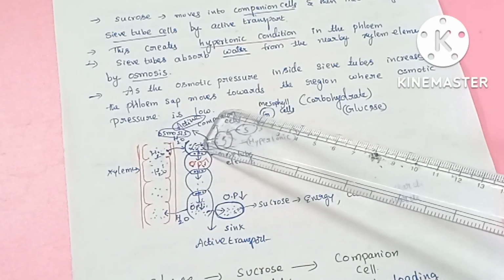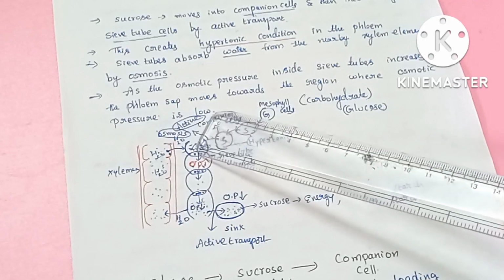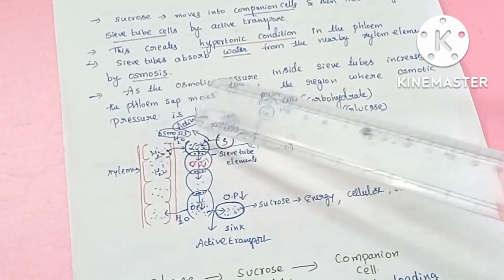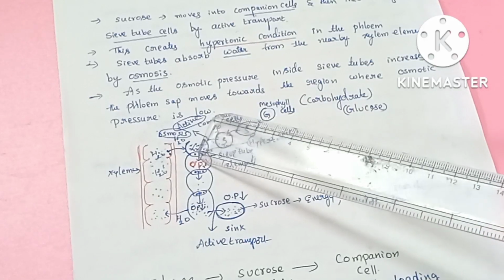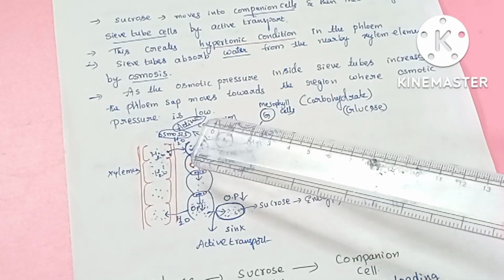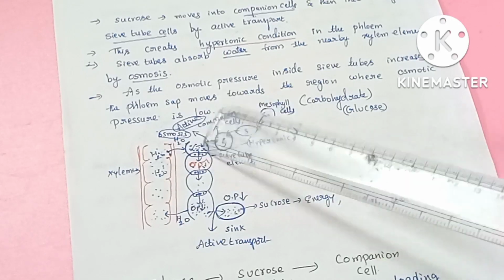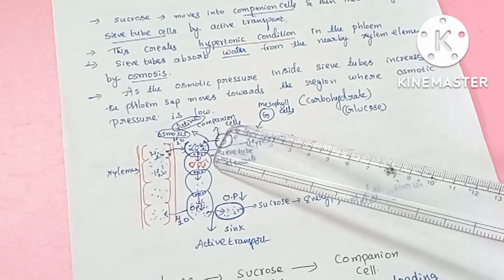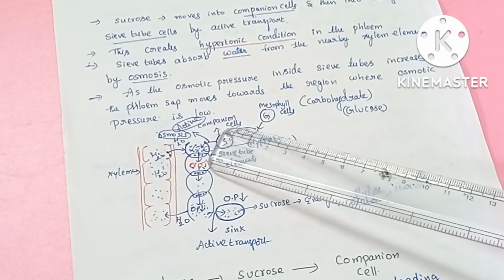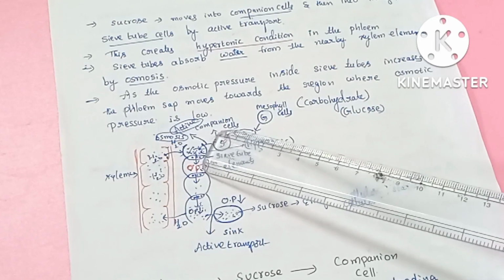Here within the sieve tube elements, what is the condition? Hypertonic, right? Hence the water will move from the hypotonic to the hypertonic condition. And then because of this, osmotic pressure inside the sieve tube increases. What will happen here? Osmotic pressure increases. As per the osmotic pressure, what will happen?